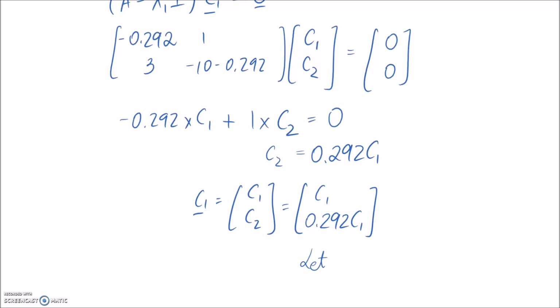So I'm going to write this as let C1 equal 1, because that's pretty much the easiest thing you can do. So C1 is 1 and this gets multiplied by 1, so it just becomes 0.292. Just as a reminder, you can literally pick anything except for 0 for this to be equal to.